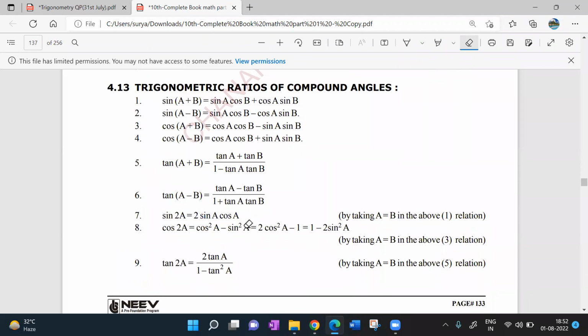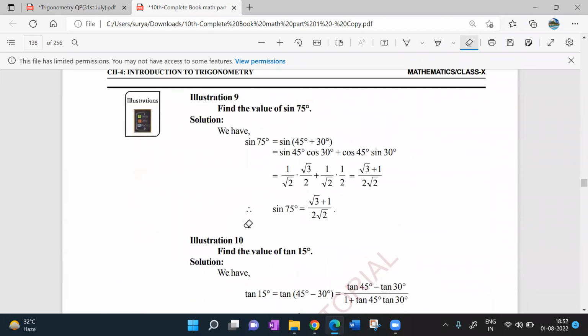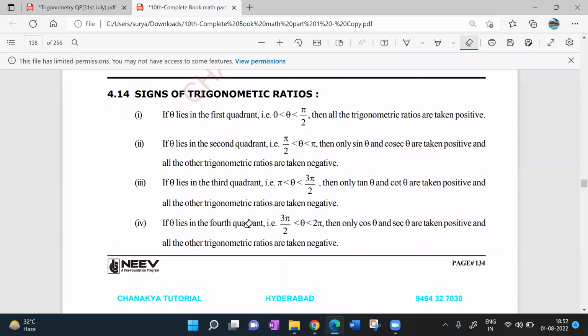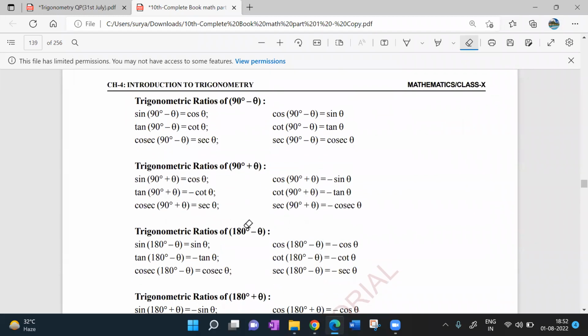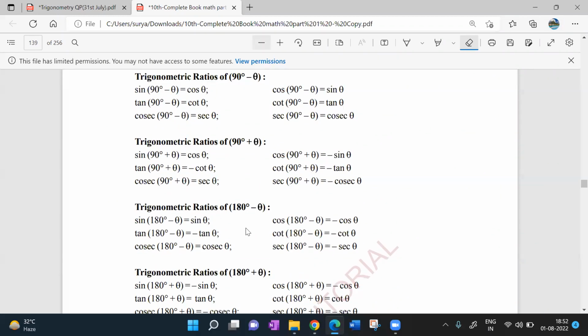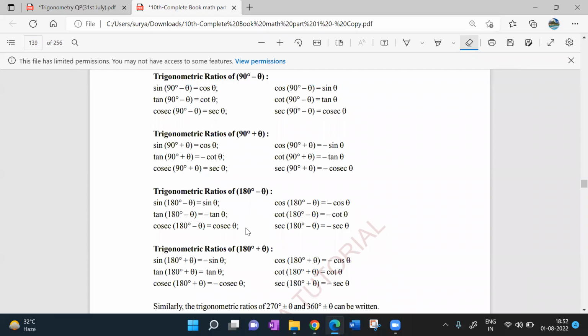After this, we have seen trigonometric ratios, compound angles. I think we have solved all this. This is what I just wanted to discuss. It is given here. Trigonometric ratios of 90 minus theta is here.